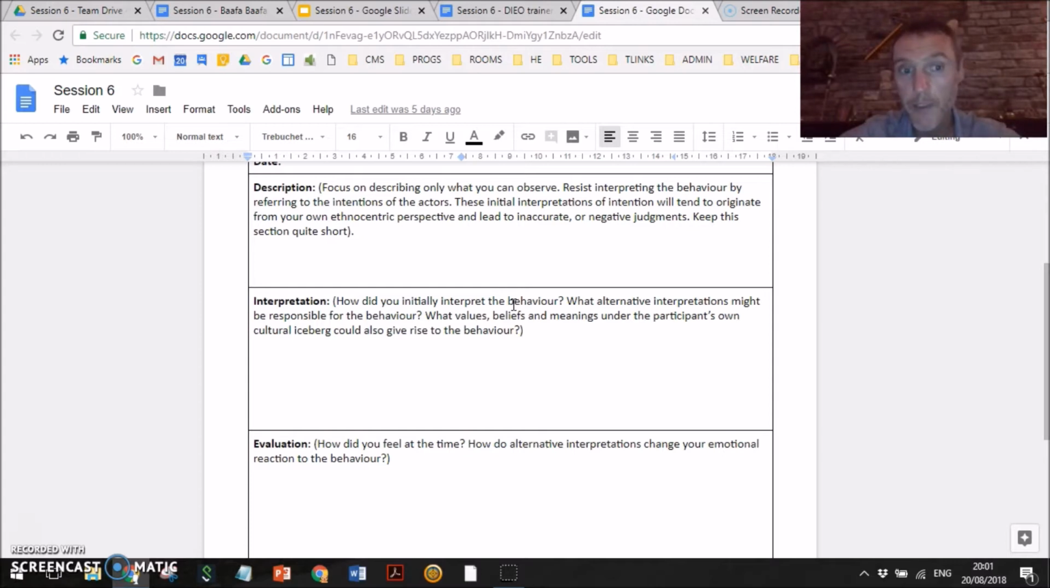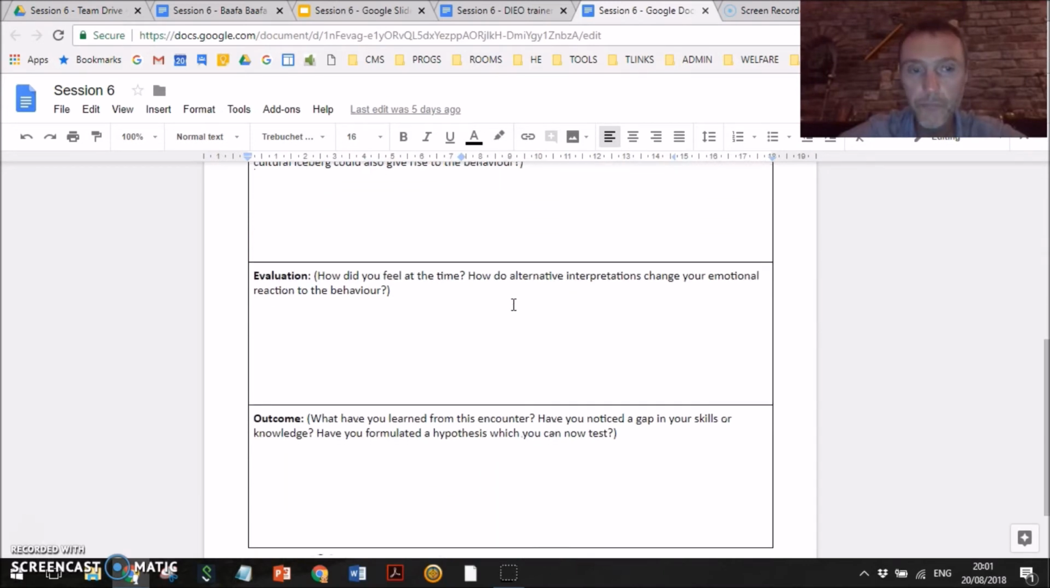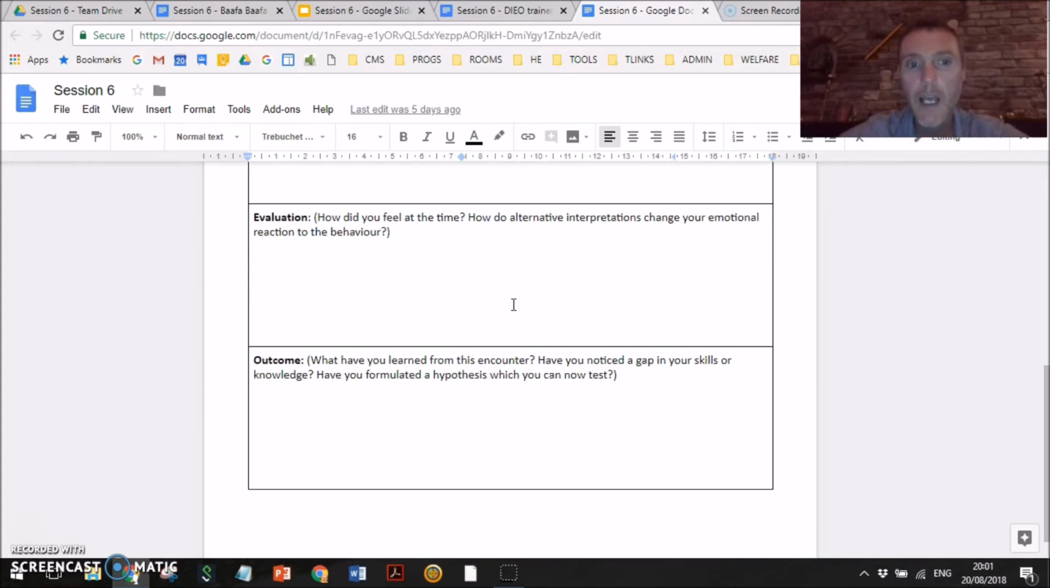What alternative interpretations might be responsible for the behavior? What values, beliefs, and meanings under the participants' own cultural iceberg could also give rise to this behavior? How did they feel at the time? How do alternative interpretations change your emotional reaction to that behavior? Okay. And outcomes. What have you learned from this encounter? Have you noticed a gap in your skills or knowledge? Have you formulated a hypothesis which you can now test?